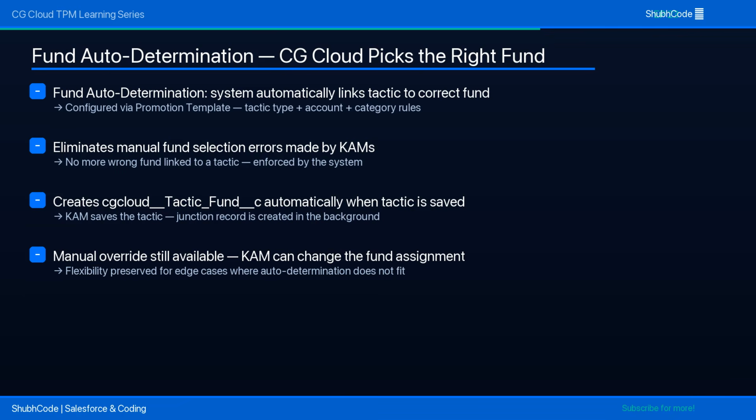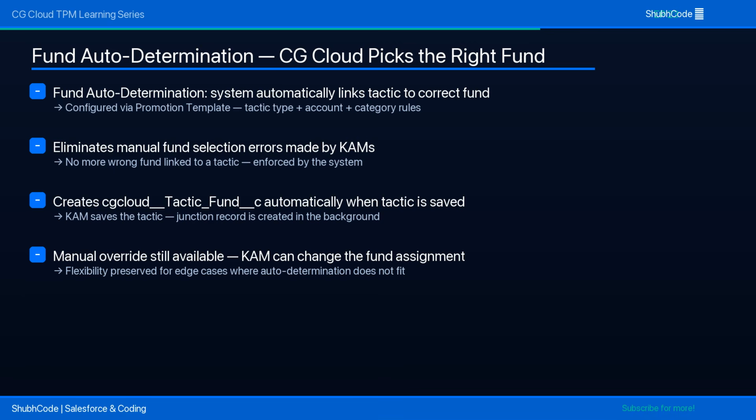One of the more powerful features in CG Cloud Fund Management is fund auto-determination. Here's the problem it solves. A CAM creates a promotion and adds a discount tactic. Now they need to link that tactic to the right fund. But the CAM might manage 10 accounts, each with multiple funds. Manually finding and linking the right fund every time is slow and error-prone.